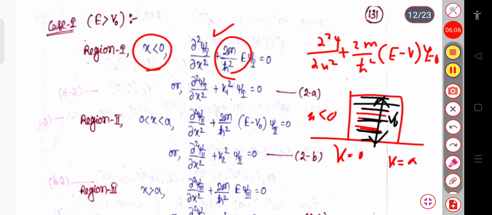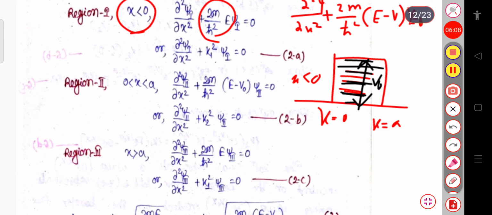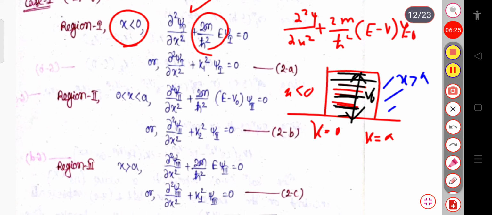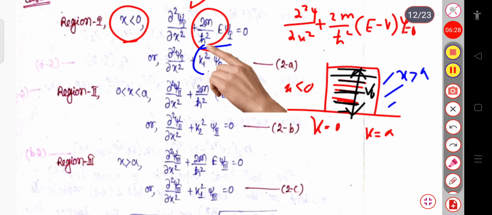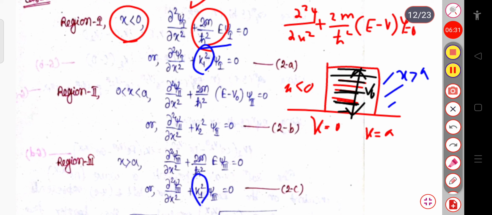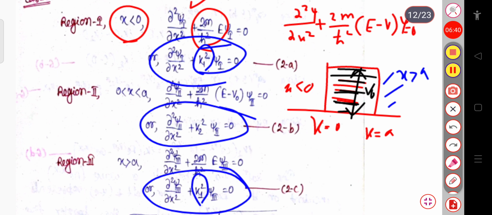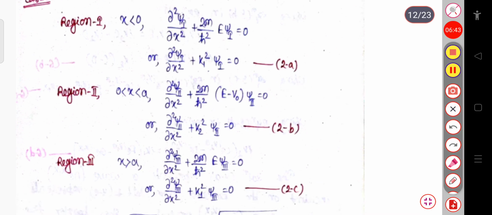Now for the third region, this one is your third region, that is x greater than a. In this case also the potential is 0. So we can write ∂²ψ3/∂x² + (2mE/ħ²)ψ3 = 0, and here 2mE/ħ² is your k1², so k1²ψ3 = 0. So now we get the three equations from the Schrödinger time independent equation, for the regions 1, 2 and 3. And now you will put the solution.